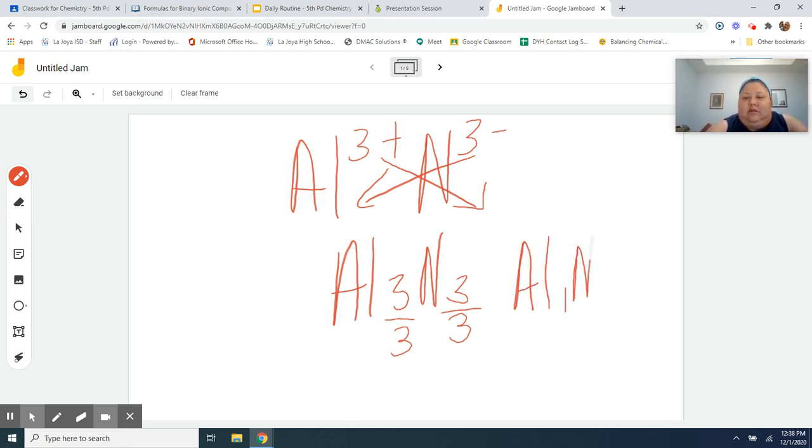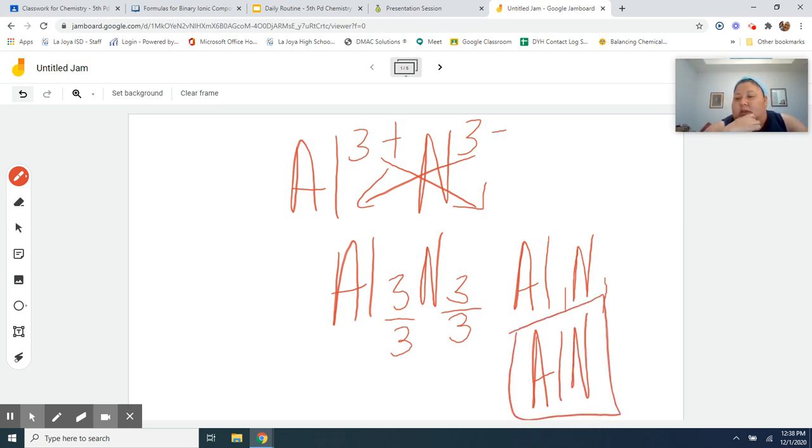And 3 divided by 3. We don't show ones. What's my formula? AlN. We don't show ones. Be careful. It doesn't happen a lot, but just watch out for it. It might come up. Okay?